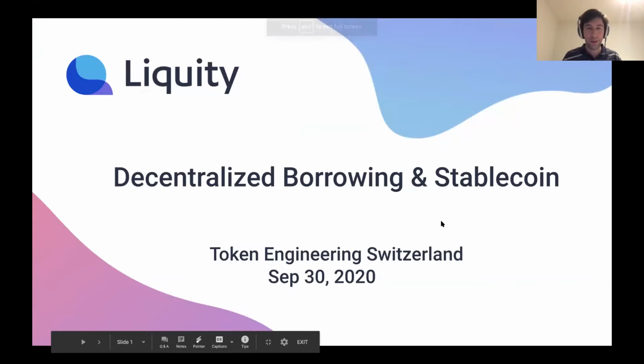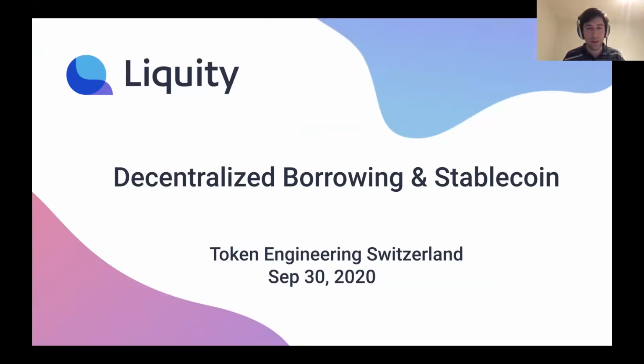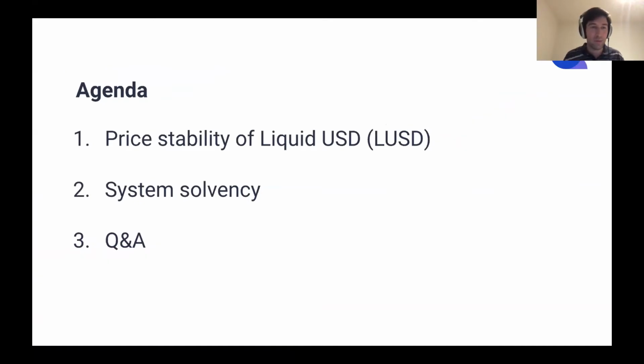Yes, perfect. Cool. So as you said, Liquity is all about creating a decentralized borrowing system which issues its own native stablecoin, which will be pegged to the US dollar, like most existing stablecoins. I would like to give you a short overview of our system, and I would like to focus on the price stability aspect of Liquity US Dollar, that's the name, or LUSD, of our stablecoin.